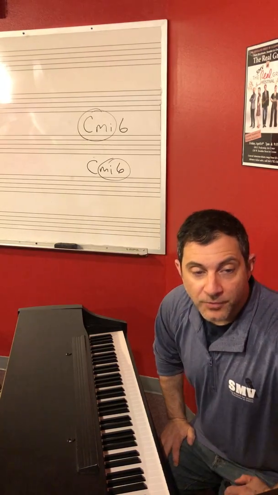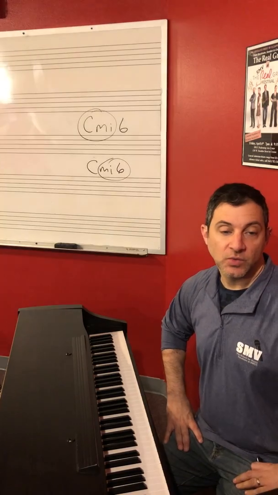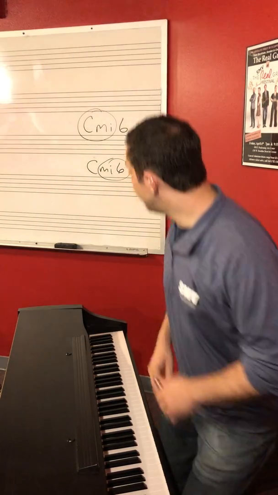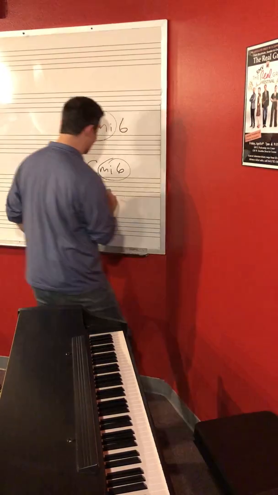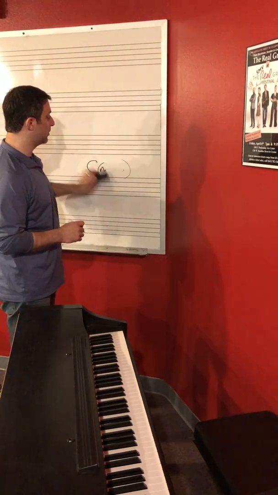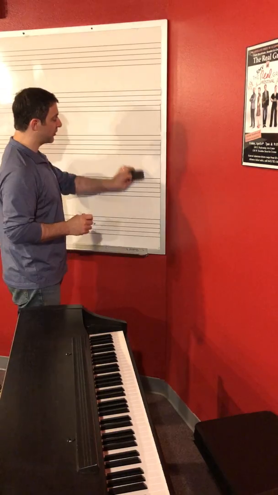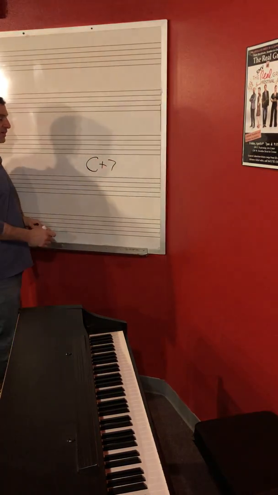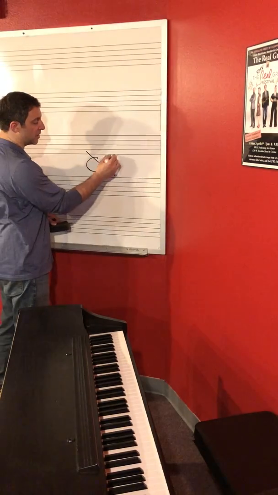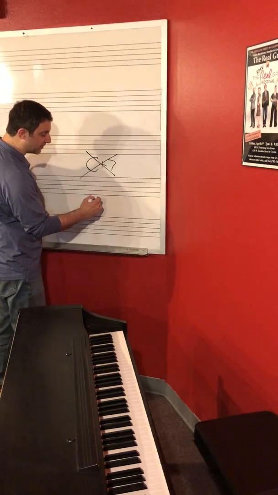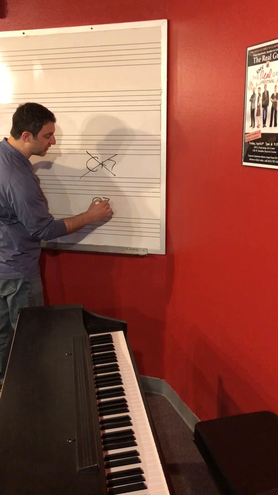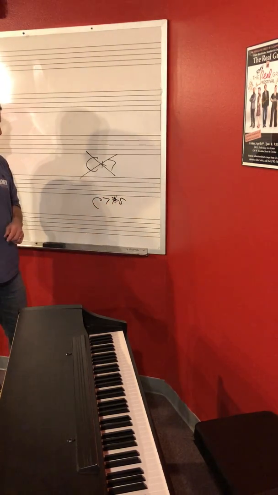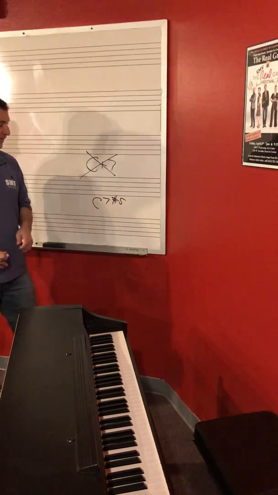So now we've gotten to augmented chords, and I'm a big fan of not using symbols, as I've already mentioned. So a C plus 7, to me, that's a no-no. Instead of C plus 7, I would rather write C7 sharp 5. Just call it what it is.